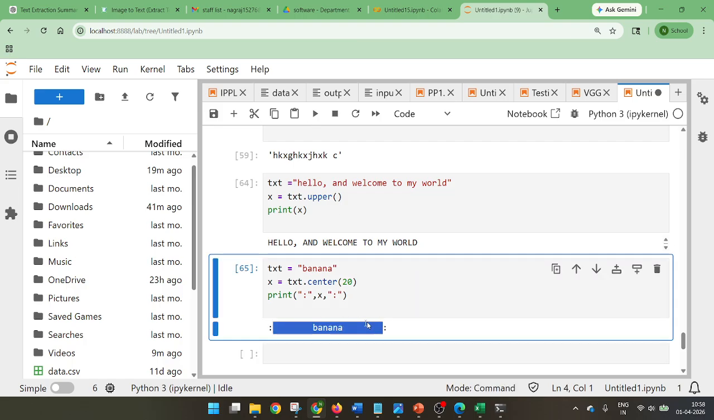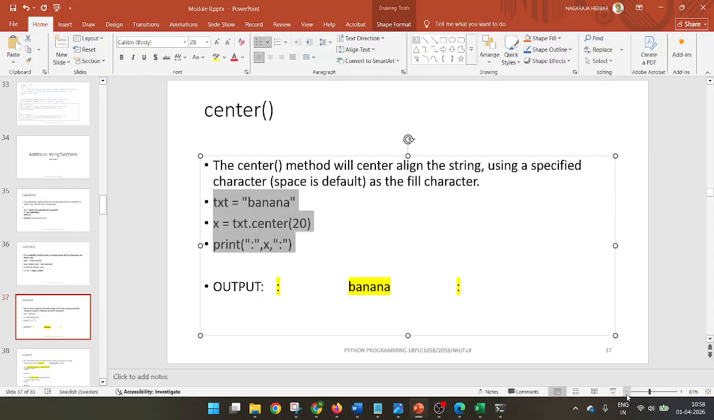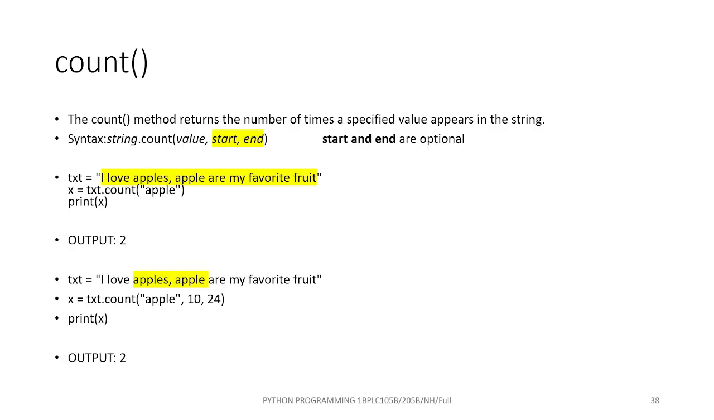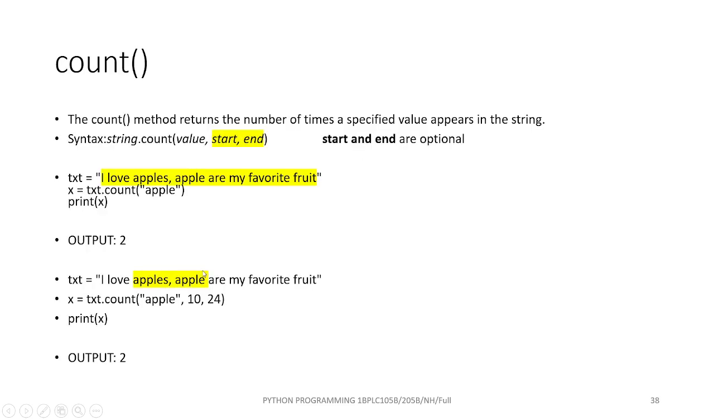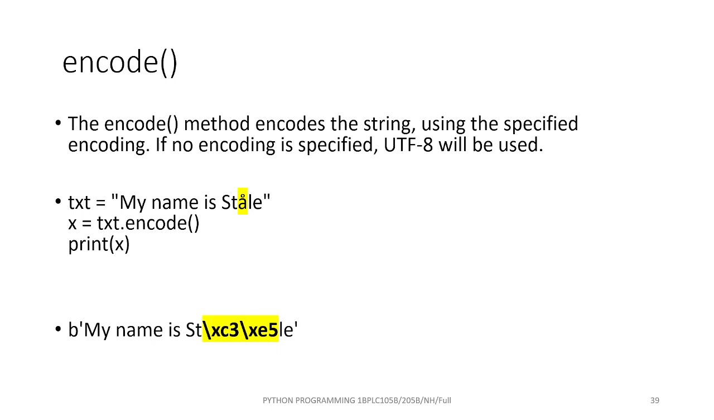All together 20. In the middle, banana is displayed. Count, as I told, returns the number of characters or a particular string in the given input. In the second example, you are counting apple here. You can skip till where, with all those parameters you can give starting and end position. If start or end is not given, then the whole string will be considered.